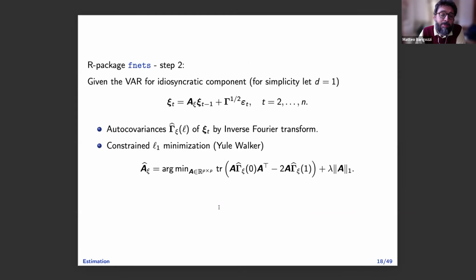So in the second step, you have the VAR. Now I will assume VAR(1) for simplicity, otherwise notation is awful, and obviously we know that we can always use the companion form.